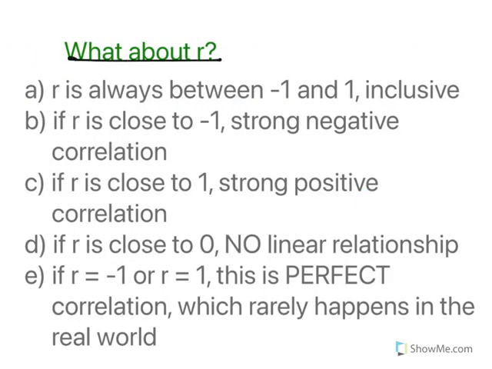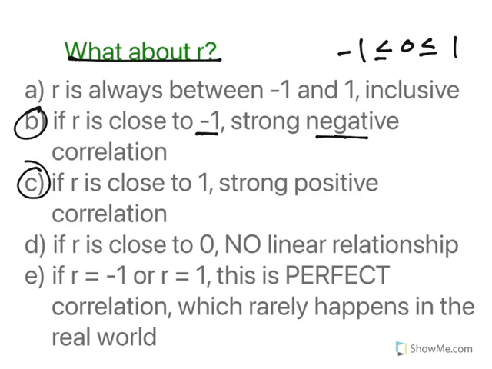Now, what about R? What do you know? Well, R is always between -1 and 1, inclusive. All right, so it's going to be somewhere between -1 and 1. If it's close to -1, that means we have a strong negative correlation. So the closer to -1 or 1, negative or positive, means we have a stronger correlation. The closer it is to 0, the closer we are to no correlation.